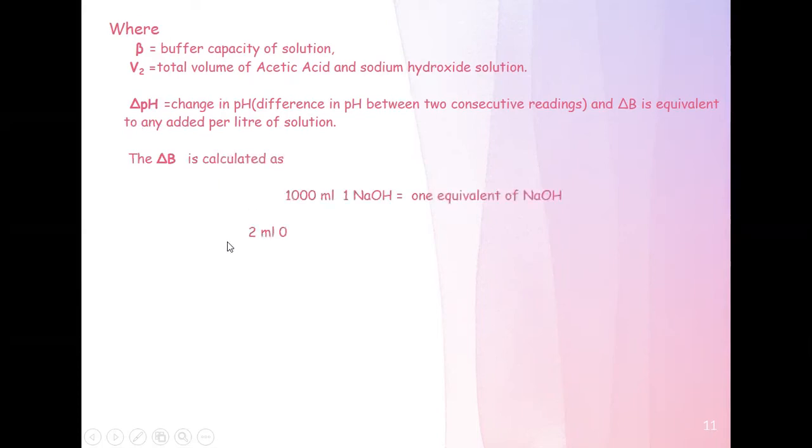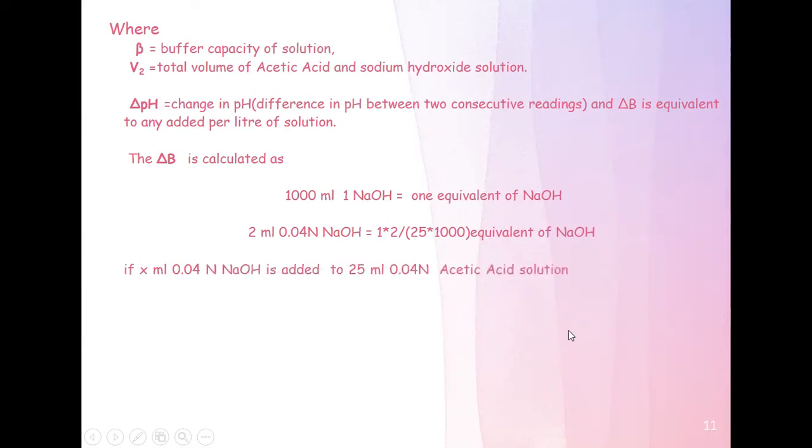Then delta B is calculated as for the 1000 ml of one normal NaOH, one equivalent of NaOH, but for the 2 ml of 0.04 normal NaOH, 1 into 2 divided by 25 into 1000 equivalent of NaOH will be there. If X ml of 0.04 normal NaOH is added to 25 ml 0.04 normal acetic acid, then the volume of solution will be 25 plus X ml.